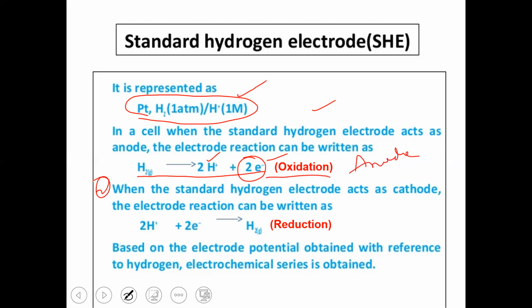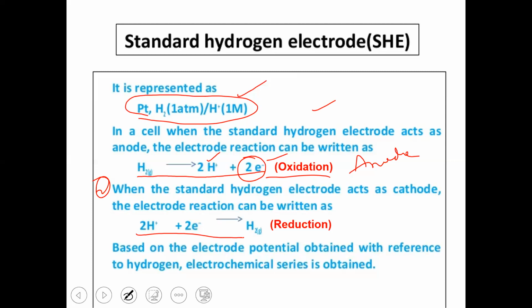And the second one, for example, will act as a cathode. If it acts as a cathode, then what type of reaction takes place? We know that at a cathode, reduction reactions take place. Reduction reaction means gaining of electrons. Generally, gaining of electrons is known as a reduction reaction.